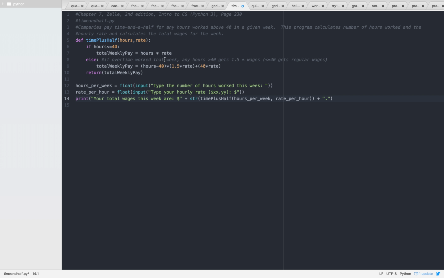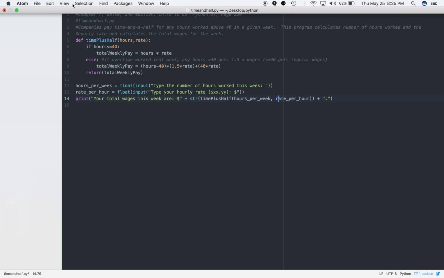And then I have a print statement here. Total wages this week are, and then I stringify the function call, the function invocation. And then these arguments here, hours per week and rate per hour, they get pulled, and now they're parameters in this function header. And yeah, so then what that gives us is this.